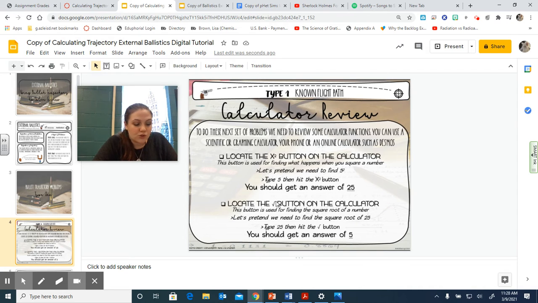Locate the square root button. On my scientific calculators, for the ones we have here in class, I have to hit the second button and then that same button I was using already, and now it has the square root function. So I hit second and then that to make it pull up. You figure out how to get your square root button to work. Let's pretend we need to find the square root of 25. Put 25 in there and it should equal 5 back. So those are the 2 functions we're going to need to be able to use.